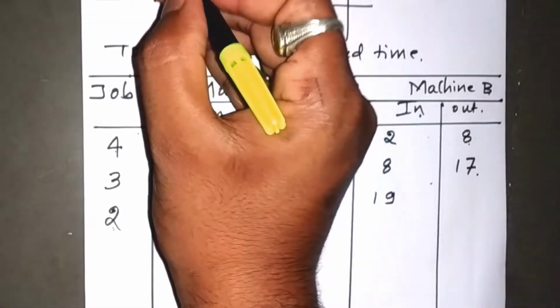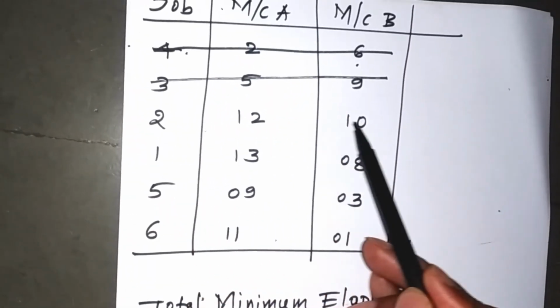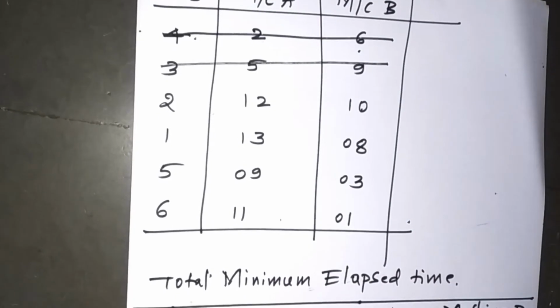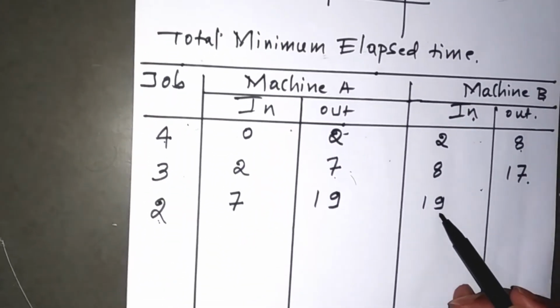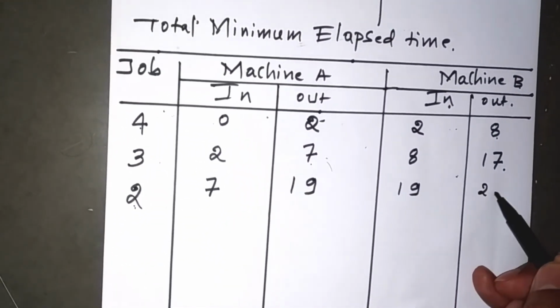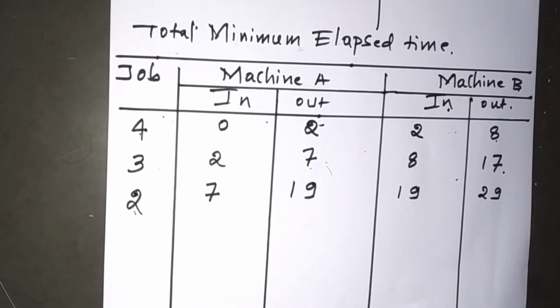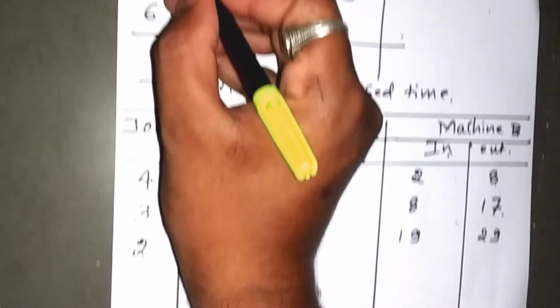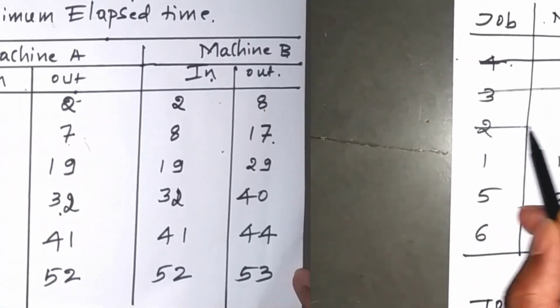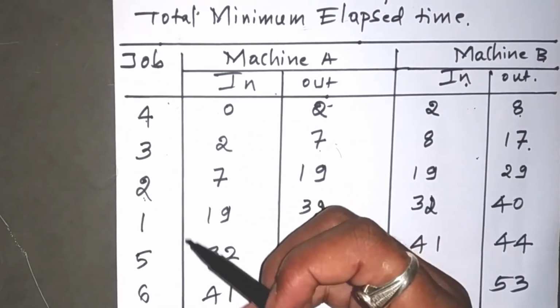Now second job on machine B, it will take 10 minutes. So we have to simply add the 10 minutes for this. So it will come to 29. Now we'll delete. Now second we have sequence here. Now similarly we sequence the remaining jobs.